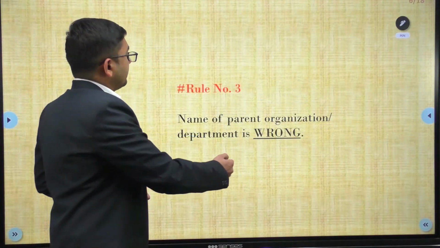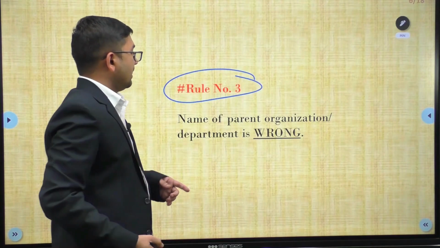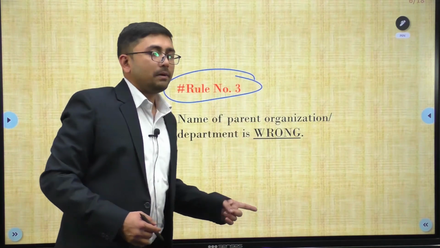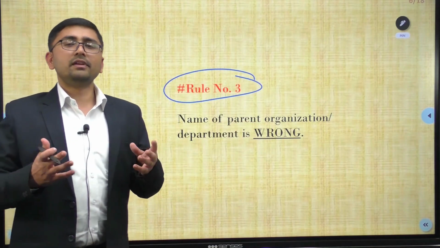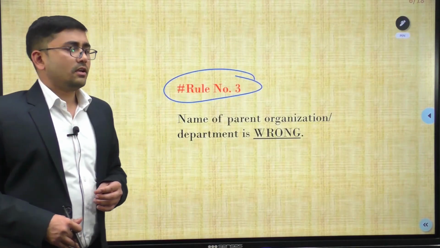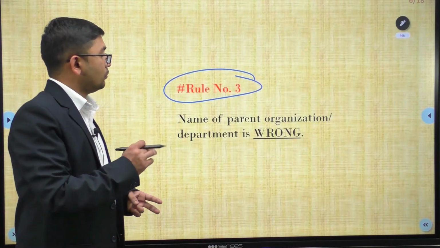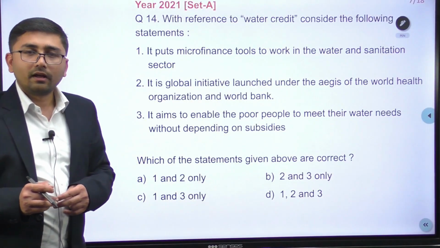So rule number 3. The name of the parent organization or department is wrong, even if the ministry is wrong. So how, sir? We are going to learn this rule with proper questions.